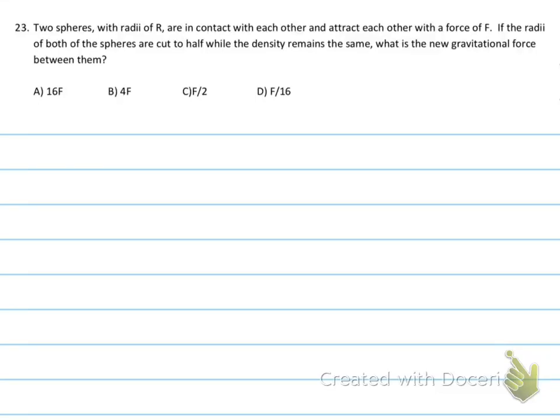Number 23, two spheres with radii of r are in contact with each other and attract each other with a force F. If the radii of both of the spheres are cut to half, while the density remains the same, what's the new gravitational force? The new gravitational force would be F prime.